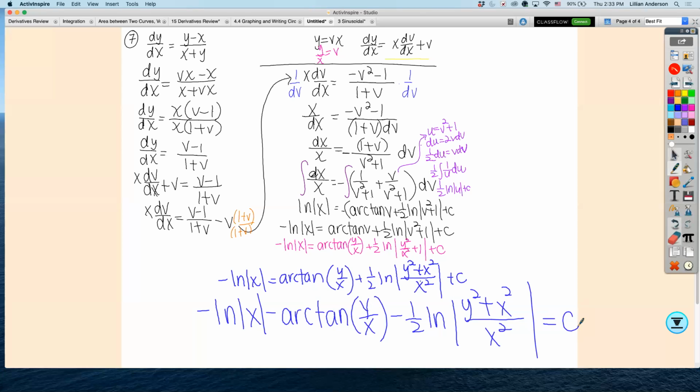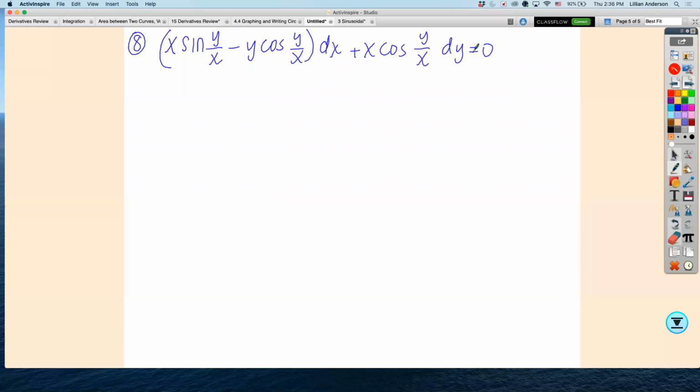So it's okay to leave it like that? Mhm. Okay. This is as far as we're going to be able to go. We can't find very general solutions to that. So this was number 8.